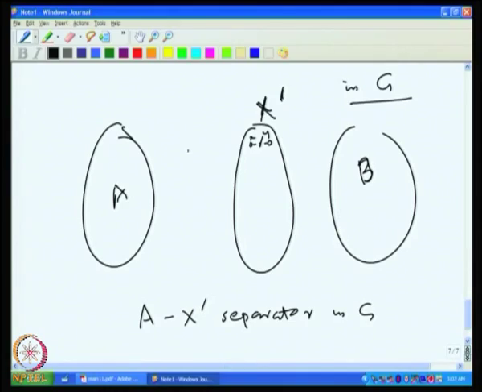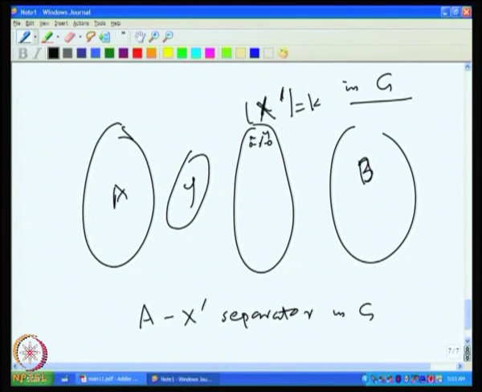But then, suppose there is a separator y which separates A from x dash. So, what can we tell about the cardinality of y? Can it be greater than k? No, it cannot be greater than k, because x dash itself is an A x dash separator of cardinality k. So, it should be at most k.